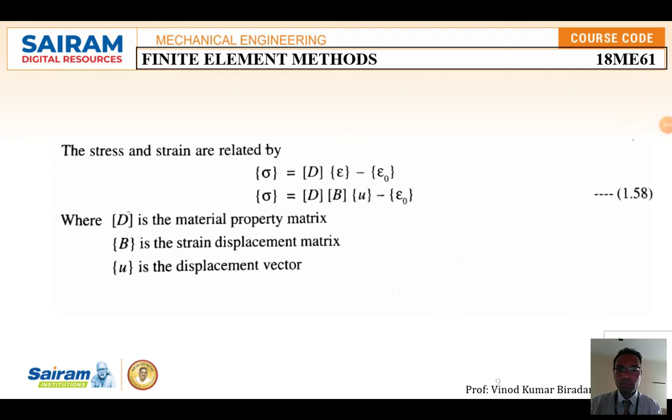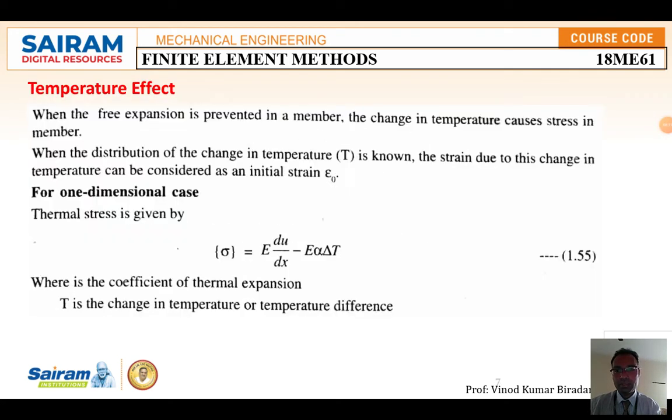I will repeat here again, temperature effect. Consider any member, under free expansion there is a change in the temperature. Because of the change in temperature a strain will be produced. If you consider a 1D element, the 2D element is different. For the thermal stress in the 1D case, stress is equal to E du by dx, minus E alpha delta T, the initial strain, and this is after the expansion takes place.